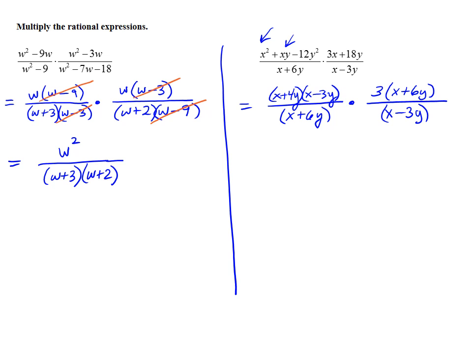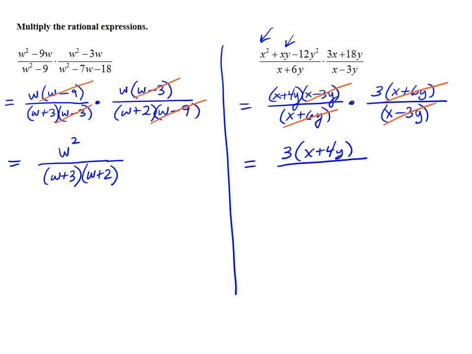Next, let's look at what is common now that we factored everything. I see an x minus 3y in the numerator and in the denominator. I also see an x plus 6y in both the numerator and denominator. So those cancel, we're going to be left with 1. And then what's left in the numerator and denominator for my answer is going to be a 3 in the numerator, an x plus 4y also in the numerator. So I want to show they're still multiplied, so make sure you have the parentheses there.